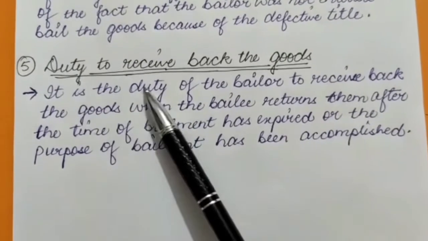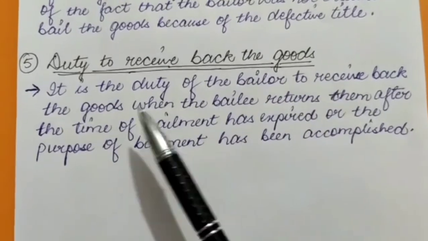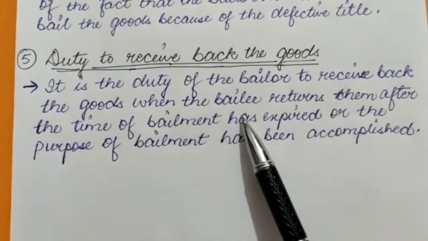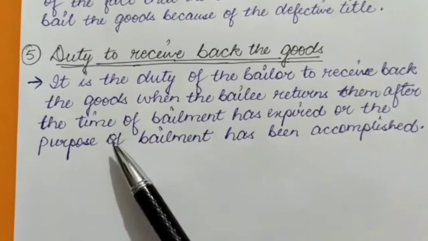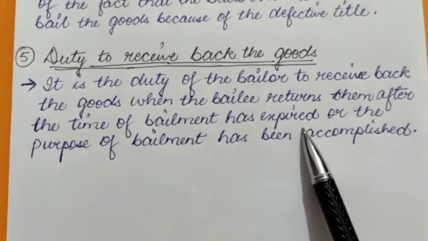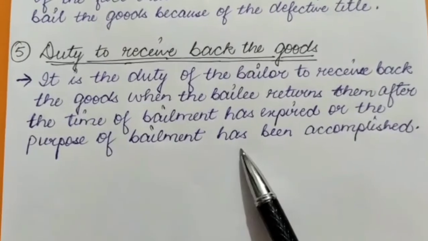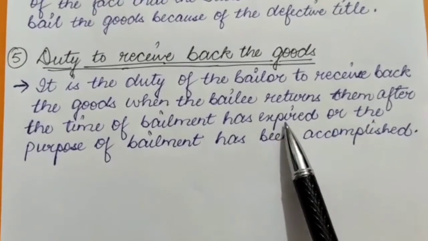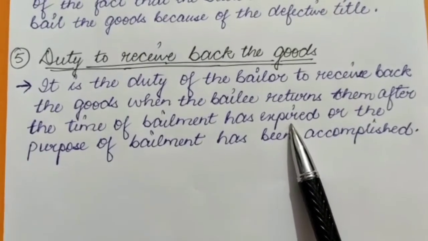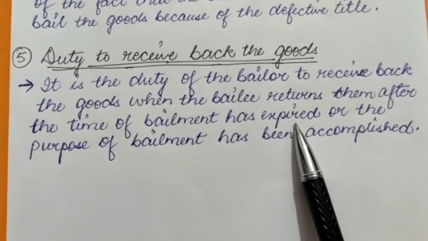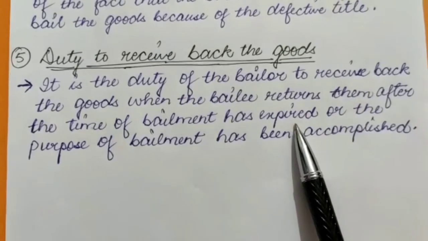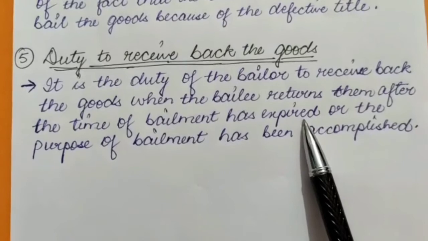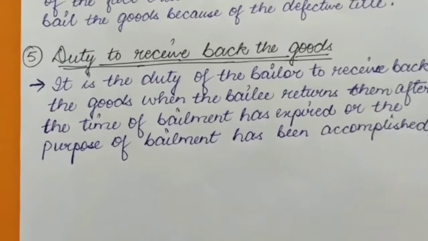Last is duty to receive back the goods. It is the duty of the bailor to receive back the goods when the bailee returns them after the time of bailment has expired or the purpose of bailment has been accomplished. If the bailor refuses to take delivery of the goods when it is offered at the proper time, the bailee can claim compensation for all necessary expenses of and incidental to the safe custody.